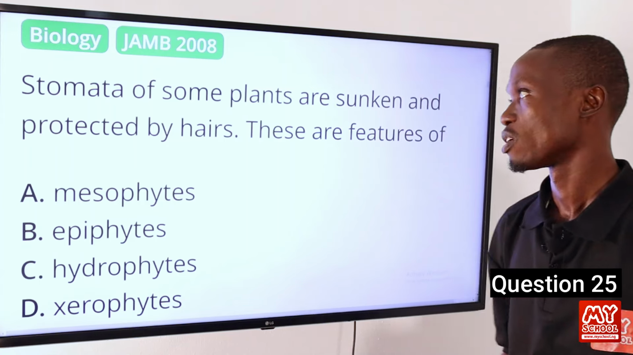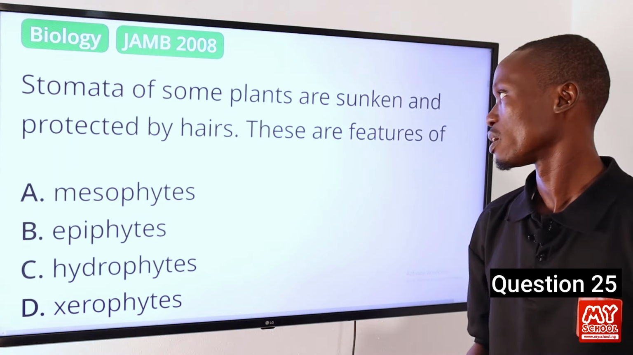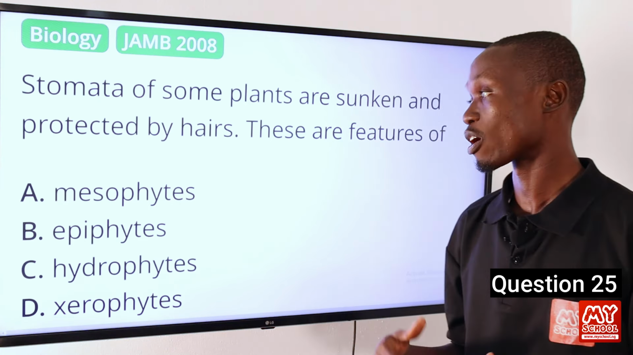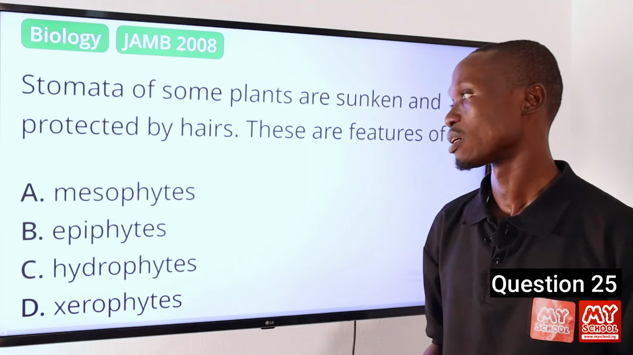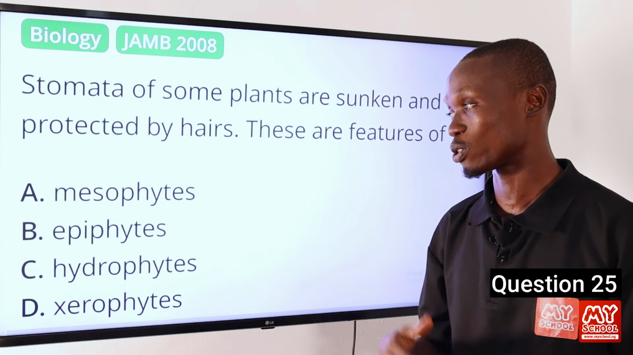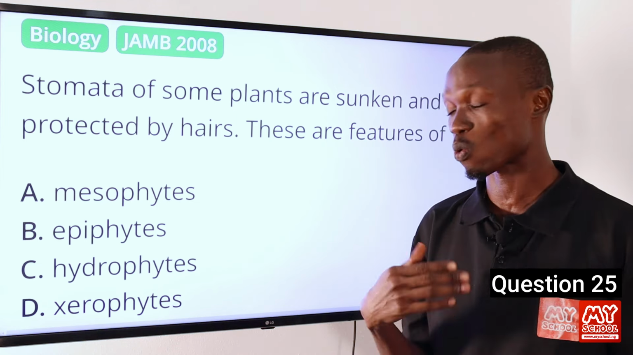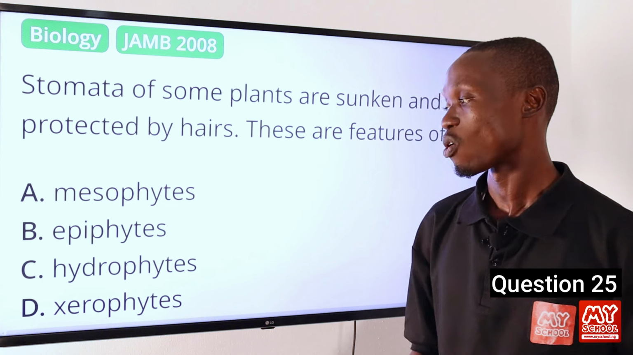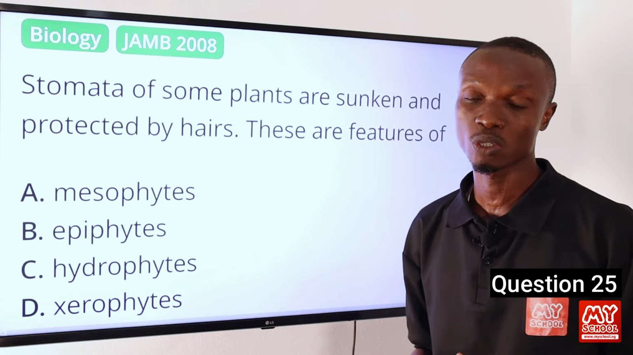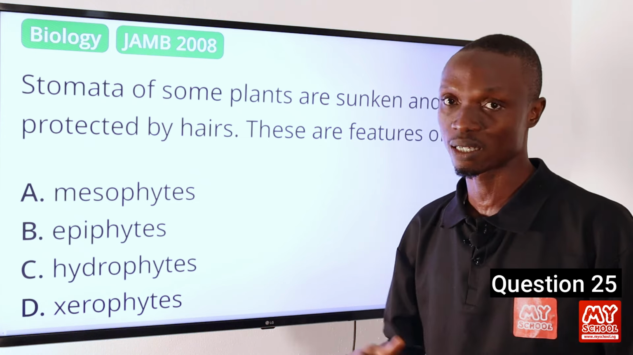Question 25. Stomata of some plants are sunken and protected by hairs. These are features of A. mesophytes. So mesophytes are plants that grow in well-watered ground. B. we have epiphytes. Epiphytes are plants that grow on trees. While C. we have hydrophytes. Hydrophytes are plants that grow in water. A good example is your water lily. While D. we have xerophytes. So xerophytes are plants that grow where there is little liquid water, like the desert.